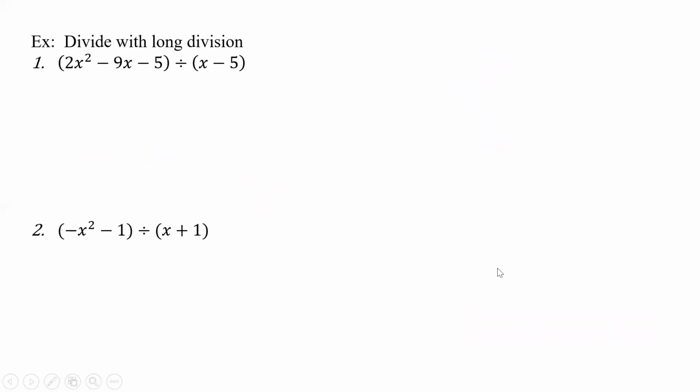Okay, so let's do some long division. We just write out our divisor out front, x minus 5 goes into, and before we go anywhere, we want to make sure we have decreasing powers in all of them. We have an x squared, an x, no x's, so it looks good. So that's going to be 2x squared minus 9x minus 5.